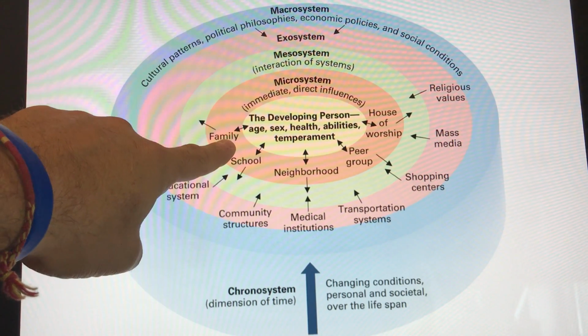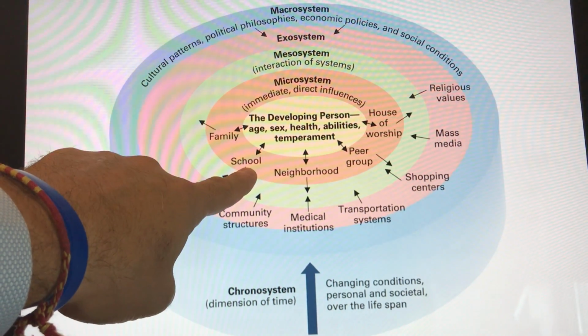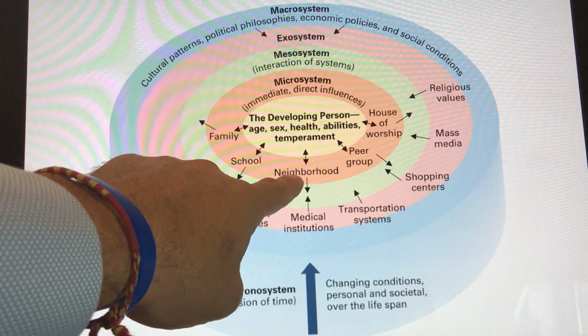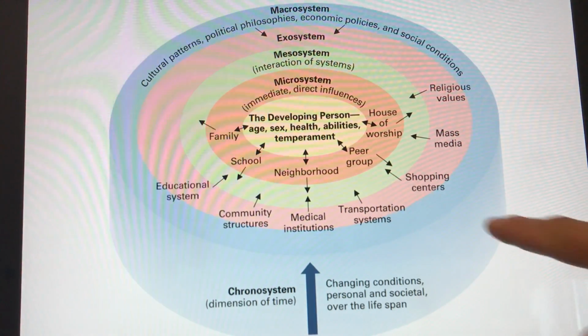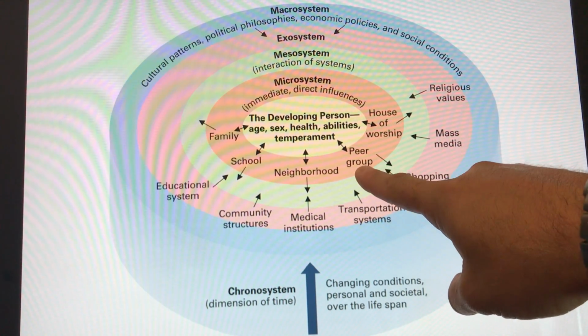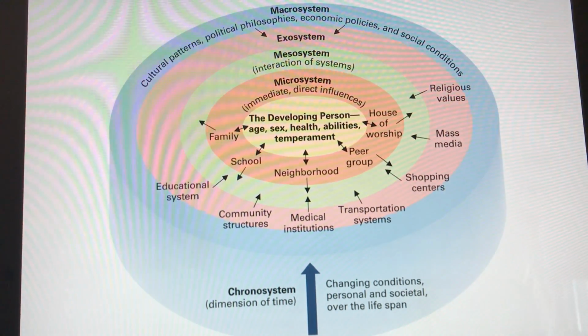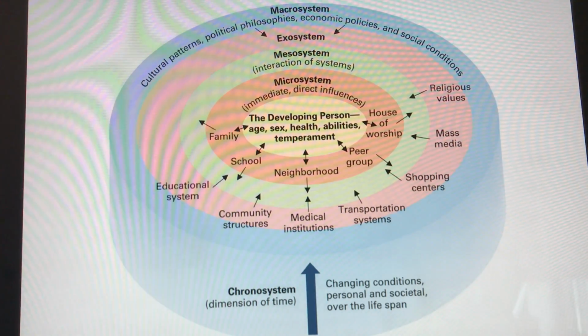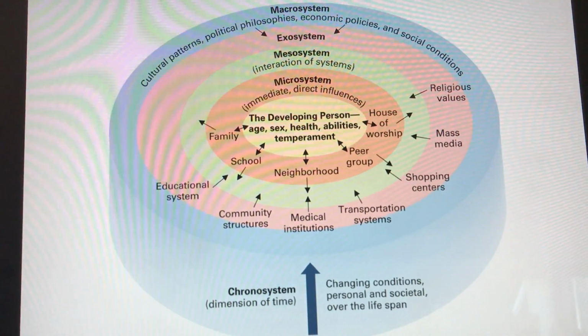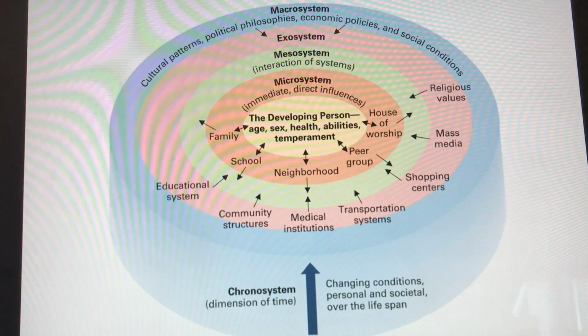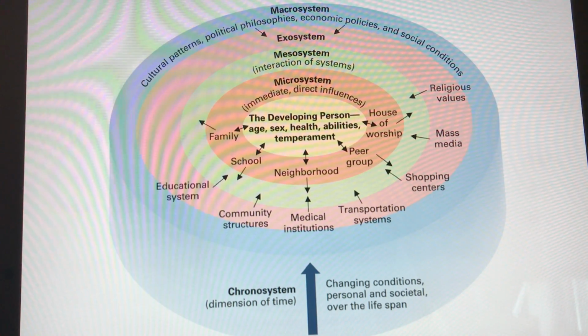Inside the microsystem, we have your family. We have your school that you attended, the neighborhood that you were a part of, your peer group, your set of friends that you grew up with, and really your places of worship. As you can see, these are immediate and direct influences on who you are as an individual.